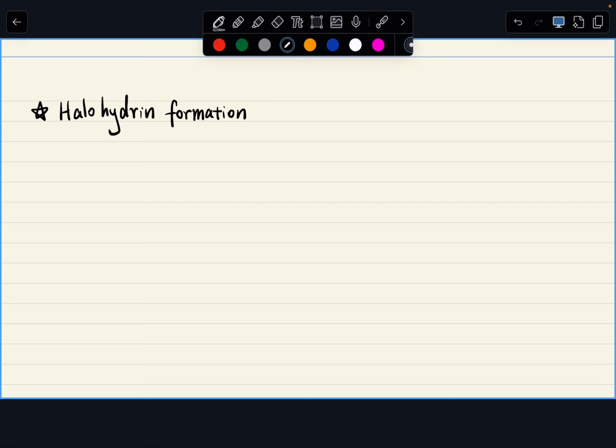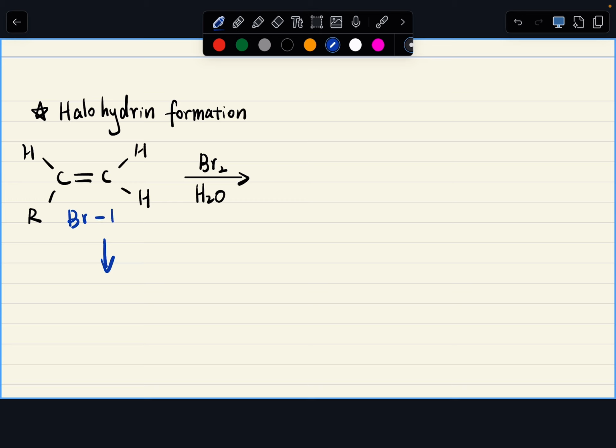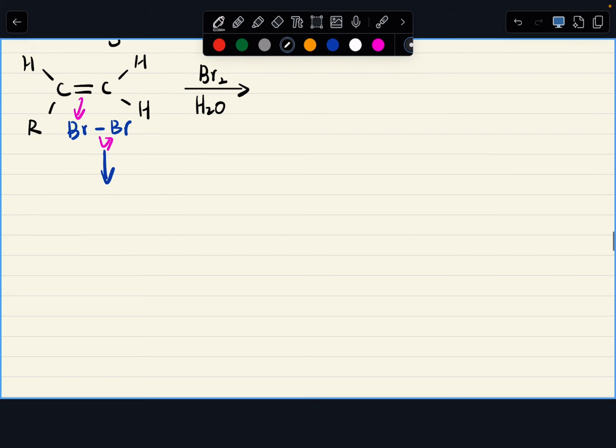Same mechanism, let's look at it together. Halohydrin, it's the same kind of reaction, just now instead of having Br adding to it, I'm going to put hydrogen, hydrogen, and we're saying the reaction is Br2 in the presence of water. What does it look like? So follow the same mechanism. Let's do this together, right? So the first step is attacking my bromine and breaking that Br-Br bond.